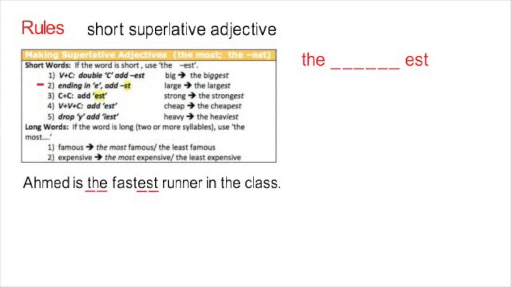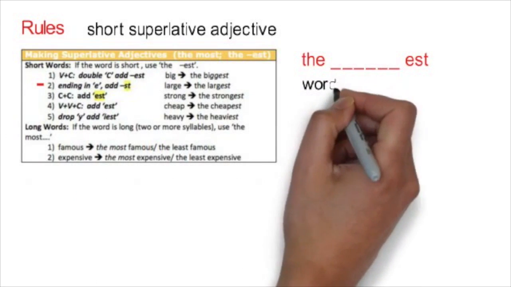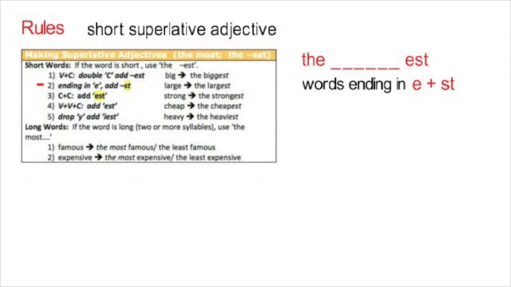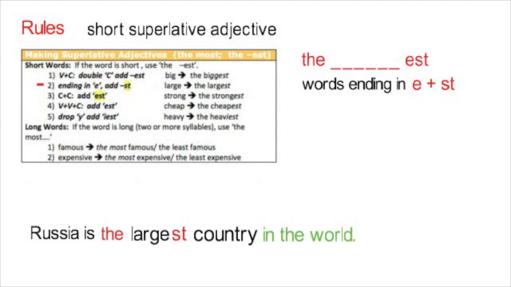Let's look at rule two. For short words ending in E, we just add ST, not EST. Russia is the largest country in the world. Large ends with an E, so we simply add ST. Don't forget the. And there is one more type of adjective that is spelt differently.